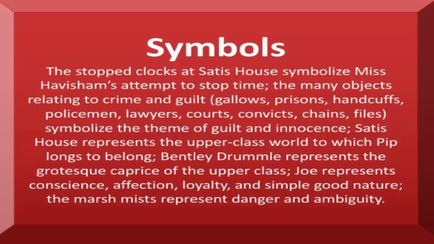The many objects relating to crime and guilt: gallows, prisons, handcuffs, policemen, lawyers, courts, convicts, chains, files, all that stuff, symbolize the theme of guilt and innocence. Satis House represents the upper class world to which Pip longs to belong. Bentley Drummle represents the grotesque caprice of the upper class. Joe represents the conscience, affection, loyalty, and simple good nature. The marsh mists represent the danger and ambiguity.